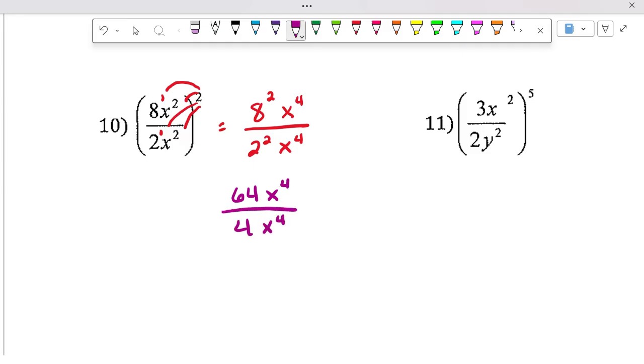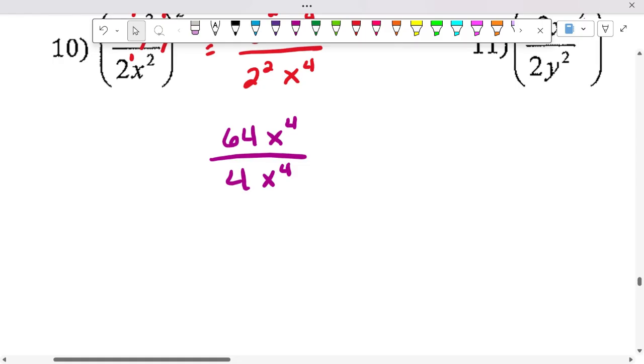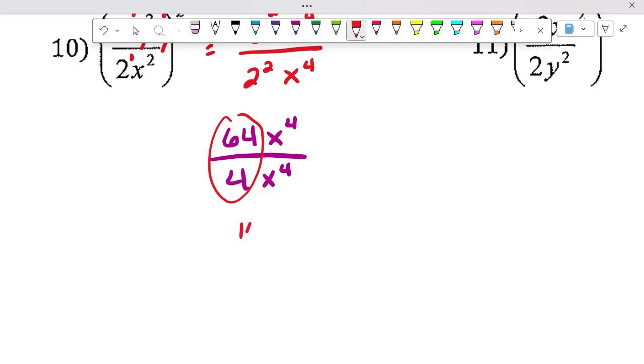Something else I can glaringly simplify. Come on, you can do it. I believe in you. We can do 64 divided by 4, which is what? 16. So that's 16x to the 4th over x to the 4th. There's one more thing I can simplify. It's blatantly obvious.